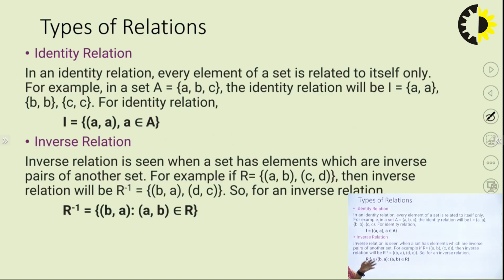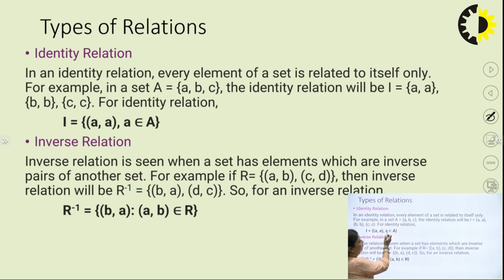Now coming to the types of relations, there are different types of relations which are possible. So coming to the first relation, identity relation. So what is an identity relation? An identity relation will only contain (a, a) elements. Like we have a set A which contains 3 elements a, b and c. If I want to define the identity relation on this set A, it will contain only the diagonal elements, that is (a, a), (b, b) and (c, c).